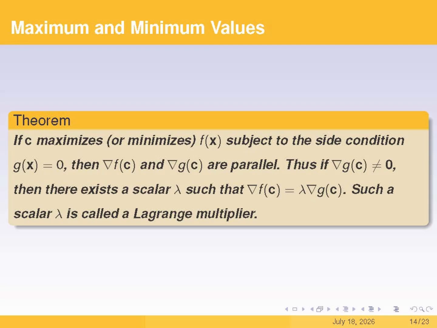So, as long as the gradient of g at C is not the 0 vector, there has to be a real number lambda, where the gradient of f at C equals lambda times the gradient of g at C. And this real number lambda is what we call the Lagrange multiplier.